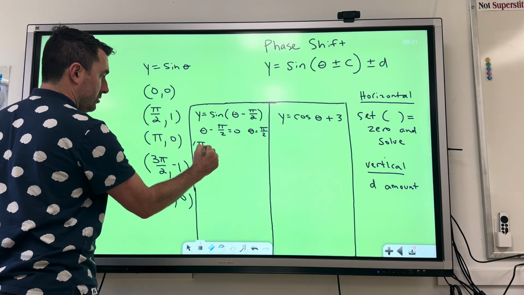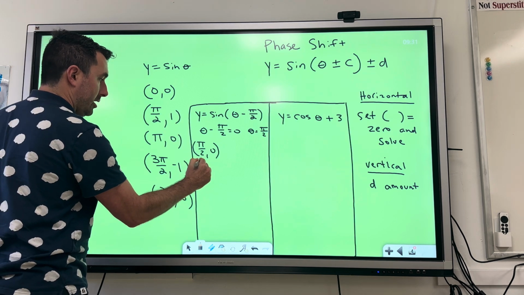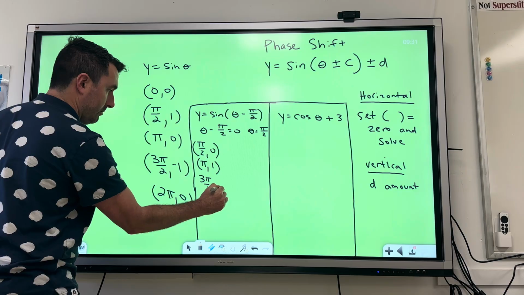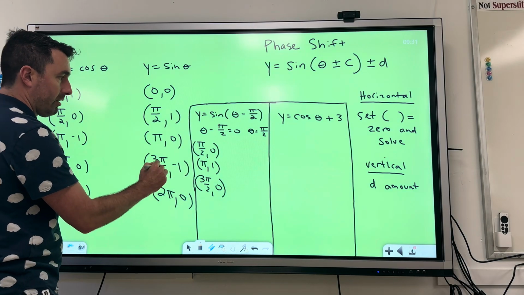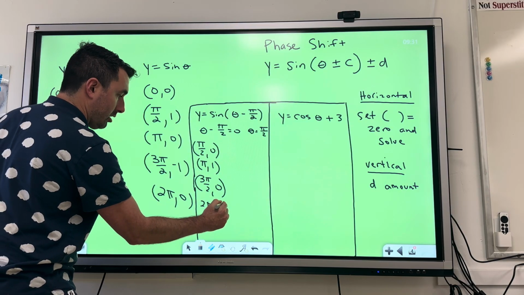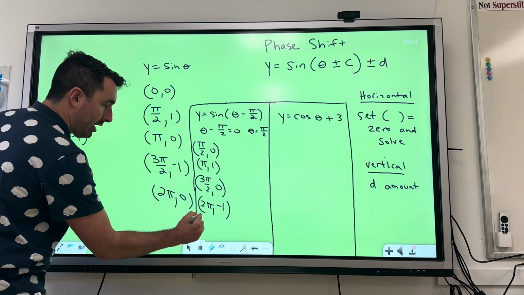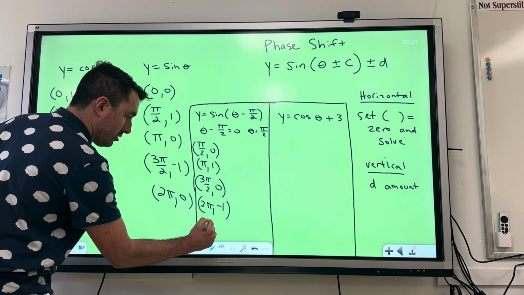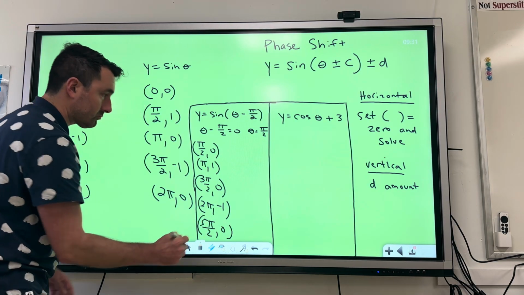So it becomes pi over 2, 0, pi, comma 1, 3 pi over 2, comma 0, 3 pi over 2 plus another pi over 2 is 4 pi over 2, which is 2 pi, comma negative 1, and then 2 pi plus another pi over 2 is going to be 5 pi over 2, comma 0.